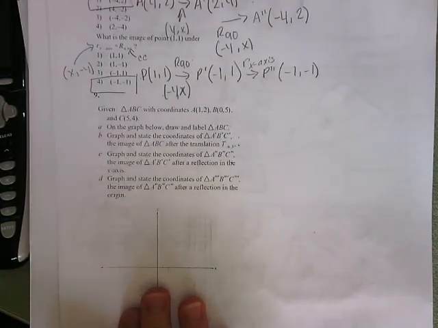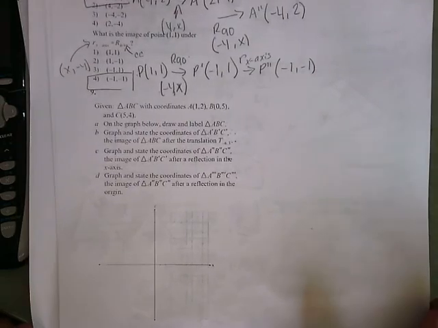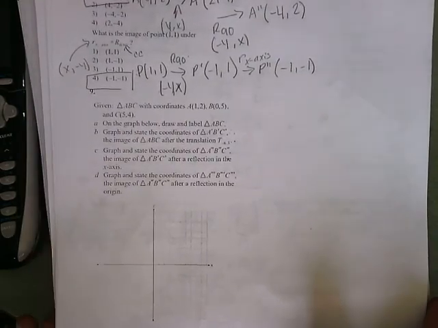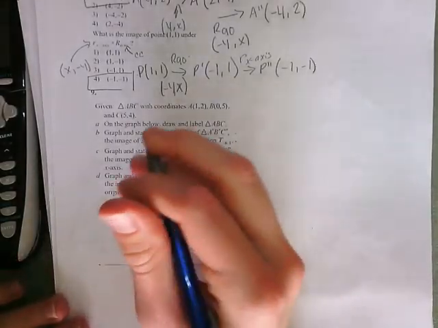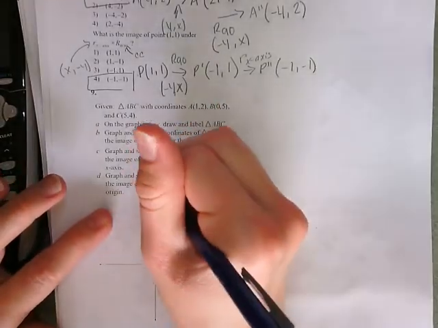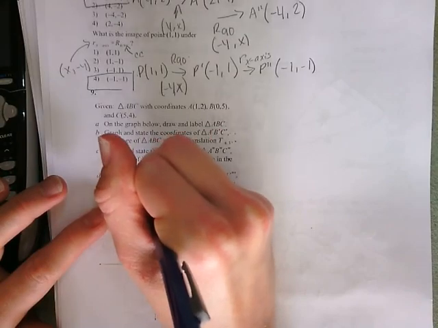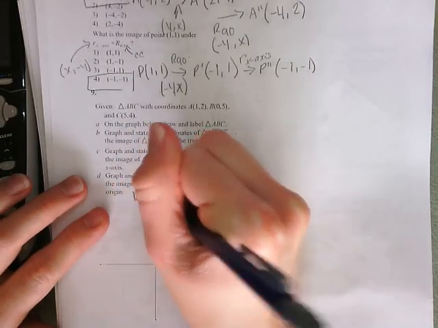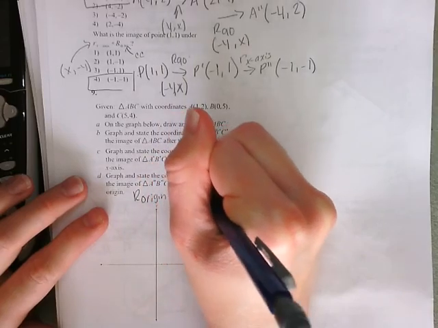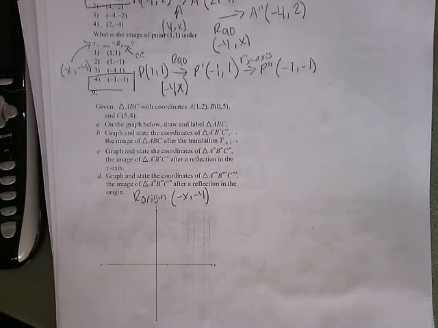I'm gonna let you guys do number 9. It's just plotting and doing your rules. The only thing I want to mention is when we reflect something in the origin, our rule is negative y, negative x, okay? So I'm going to stop there.